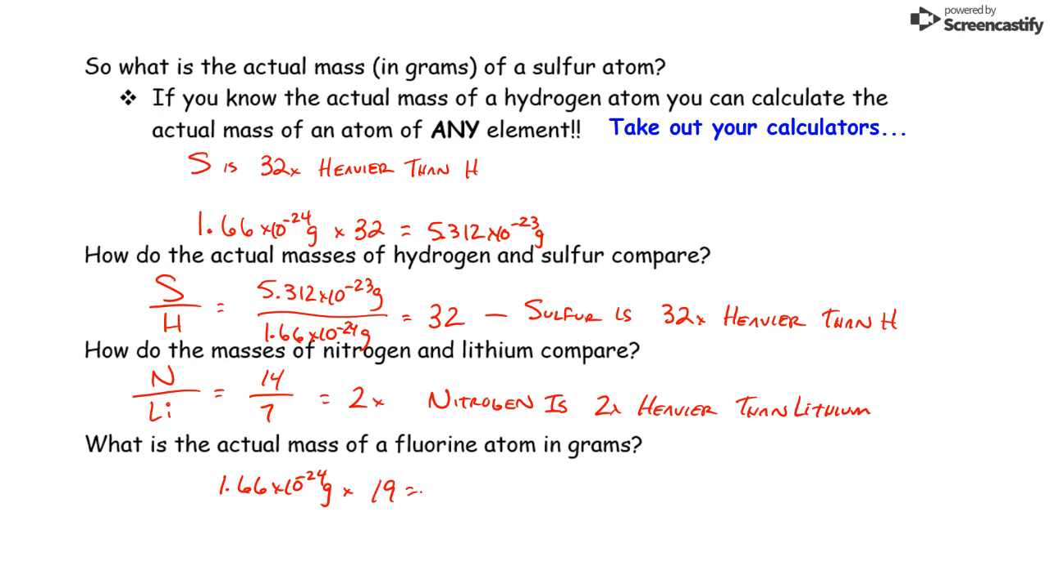And what we end up getting is that the actual mass of a fluorine atom is 3.154 times 10 to the negative 23rd grams. And so remember, this represents the mass of a single fluorine atom.